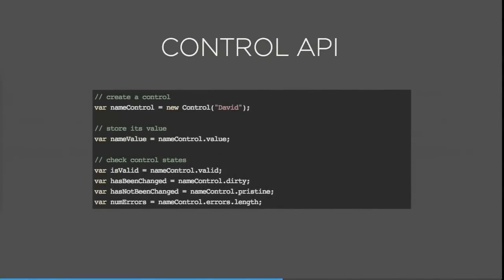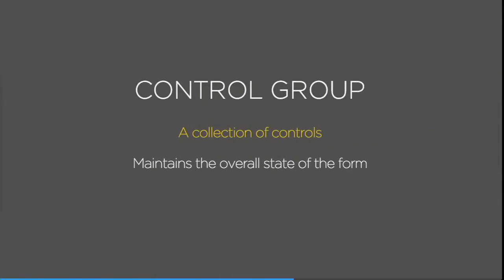And the API for it is pretty simple. All I have to do is create a new control. So var nameControl equals new Control, and I just provide an initial value of my name. If I want to get the name back from it, all I have to do is call .value. And then just like in Angular 1, there are similar state properties I can call upon to figure out what's going on. I can see whether it's valid, whether it's dirty, whether it hasn't been changed and it's pristine, and I can get all of the errors in an array or get the length and count up what's going on with the form. So that's just one control, but it's seldom that you're just doing one control.